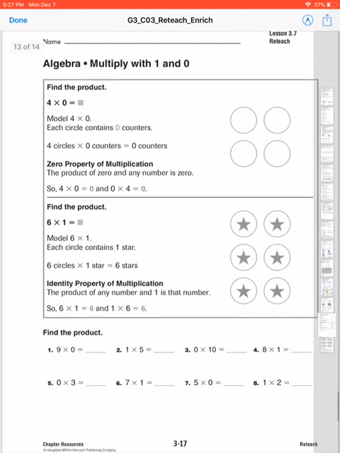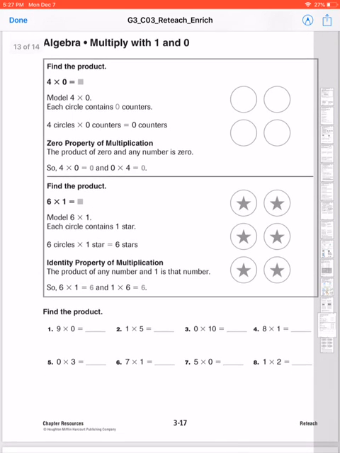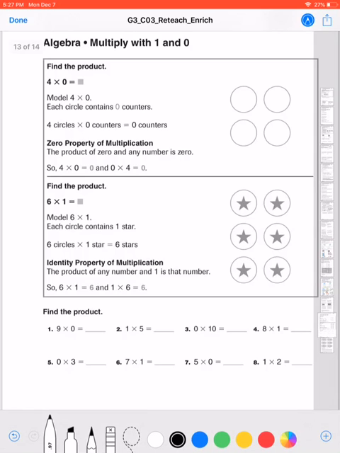Lesson 3.7. This is algebra, and this is multiplying with a 0 and a 1. So the question says to find the product. 4 times 0 equals blank. Now, it says the model is showing 4 times 0. So that means 4 groups of 0. So each circle contains 0 counters.